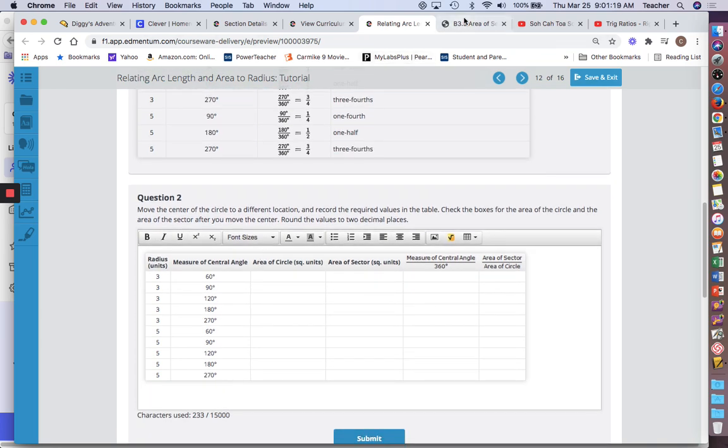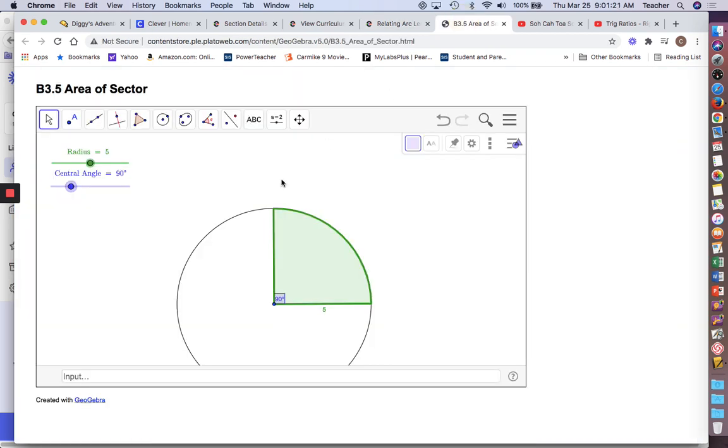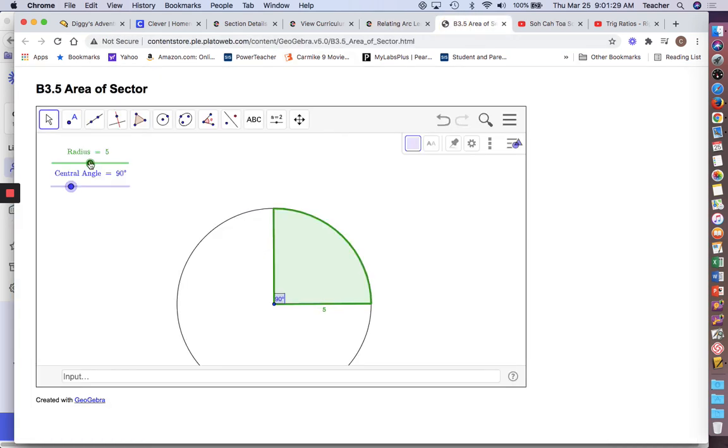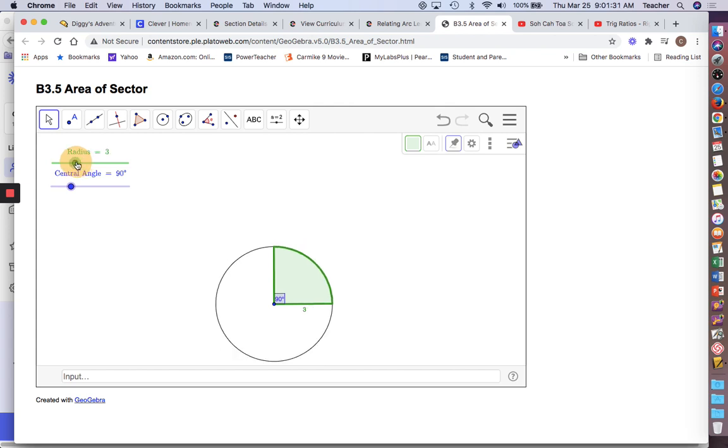Okay. So I really don't need to move the center. It's not going to make a difference. So let me just put it where it is. So radius of 3, central angle 60. Man, I really want to move that so I can see it better. But it won't let me. Central angle is 60. All right, so that's what it's going to look like.